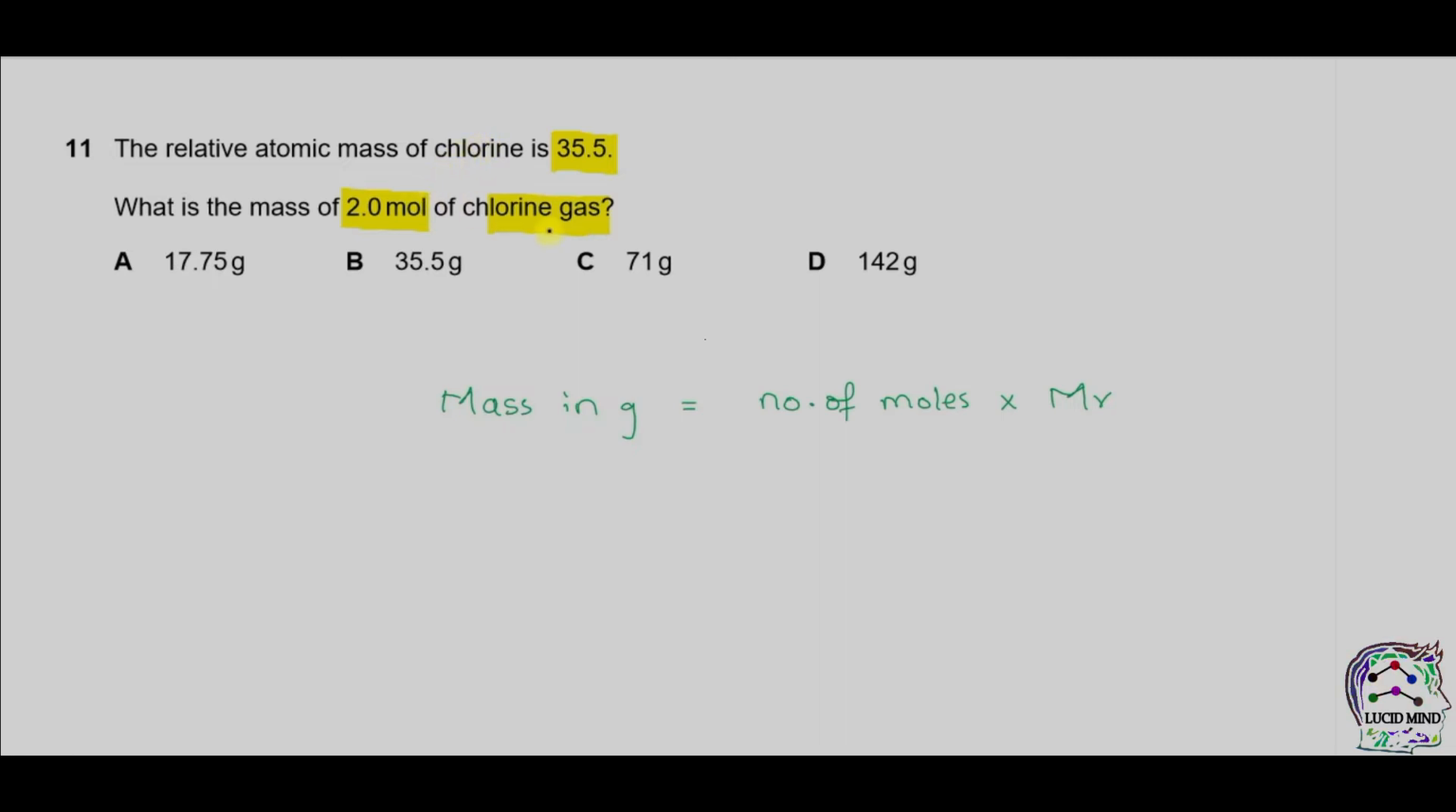Now we have chlorine gas. Chlorine gas is Cl2. There are 2 chlorine atoms present in one molecule of chlorine gas. So the molecular mass will be 2 into 35.5, which is equal to 71. As we have 2 moles, we can put 2 in place of moles, and Mr is 71. So 71 into 2 is 142 grams. Correct answer is therefore D.